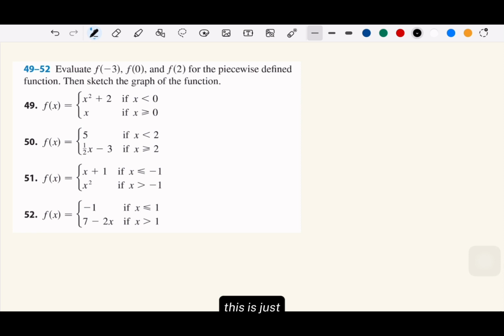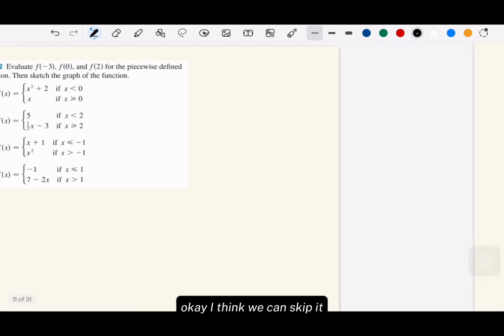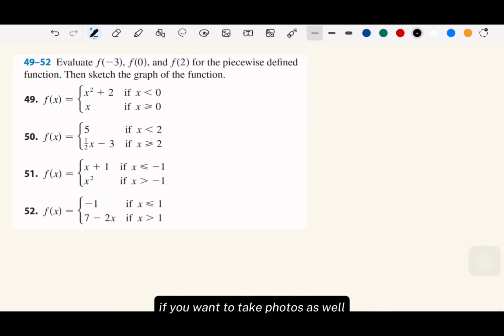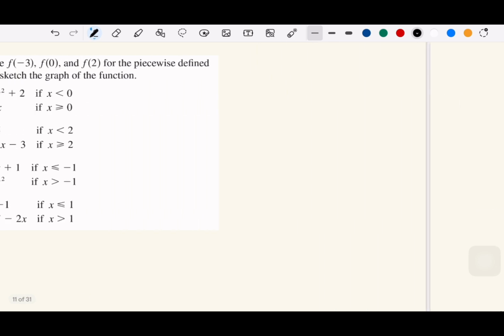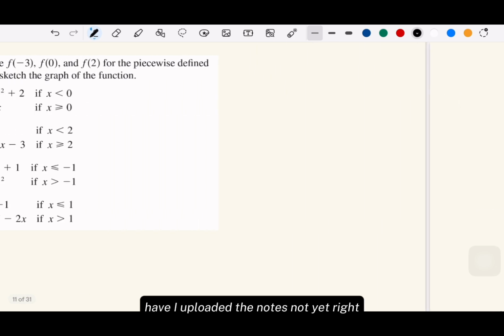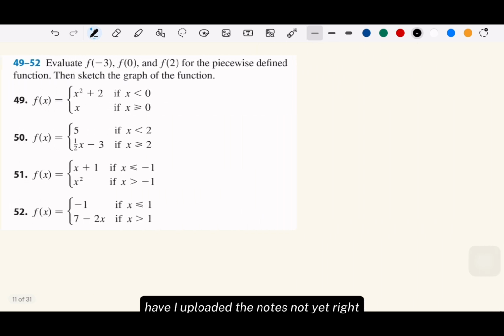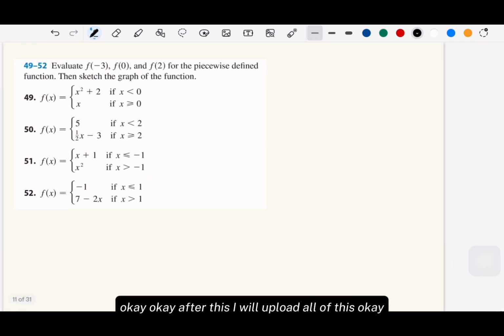Okay. This is just, I think it's supposed to be easy, right? Because each expression is not that complicated. Okay, I think we can skip it if you want to take photos as well. But I think, have I uploaded the notes? Not yet, right? Okay, after this, I will upload all of this.